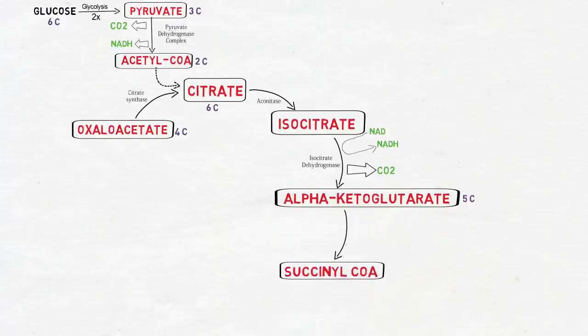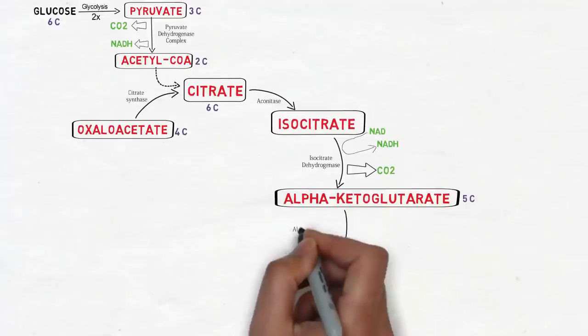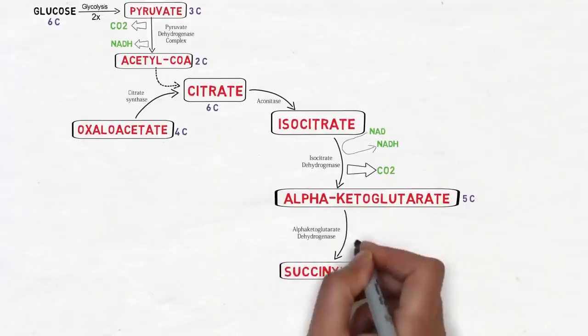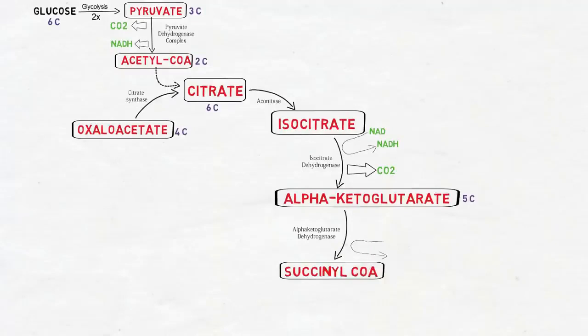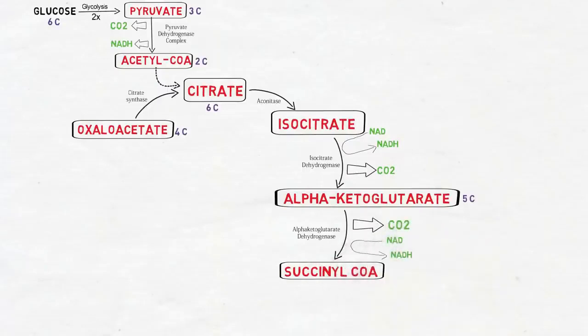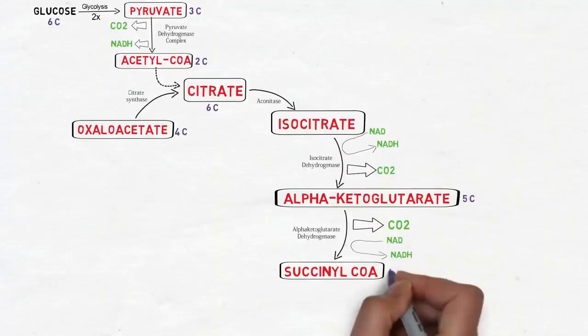Next, the alpha-ketoglutarate is converted into succinyl-CoA by the enzyme alpha-ketoglutarate dehydrogenase. And in this reaction also, a molecule of NAD is reduced to NADH and a molecule of carbon dioxide is released. Hence, the succinyl-CoA is a 4-carbon compound.